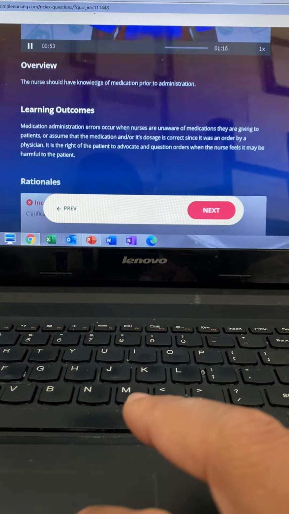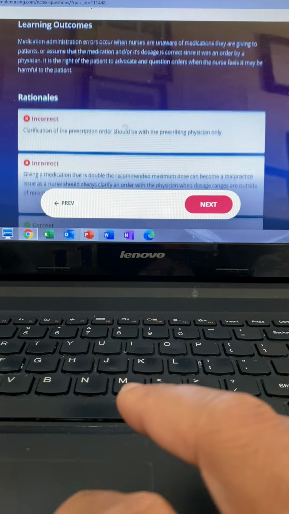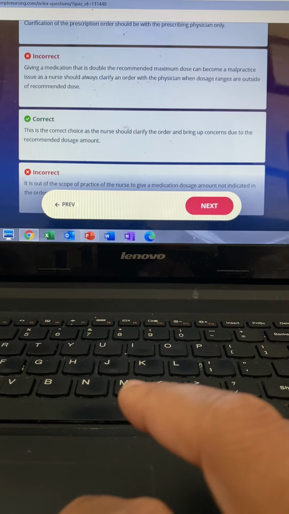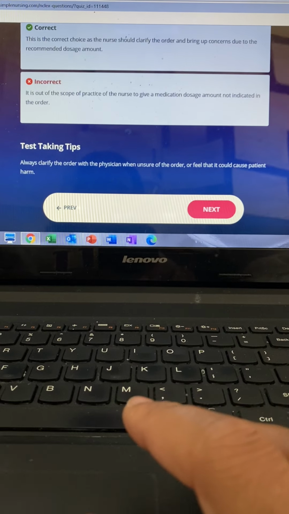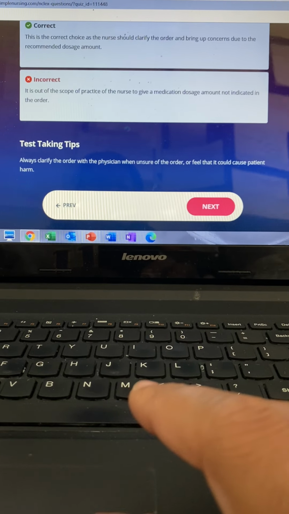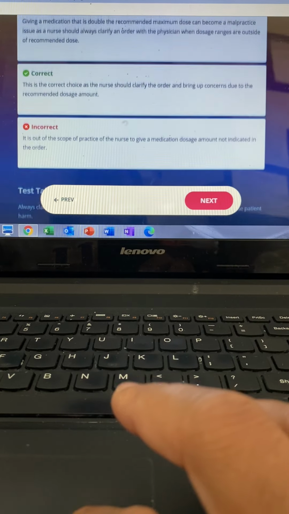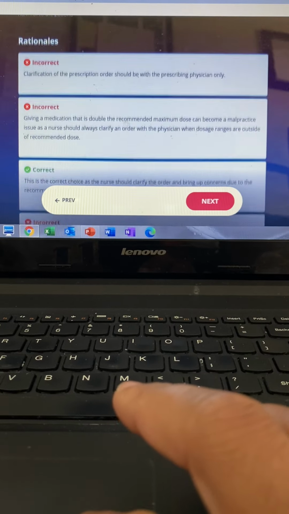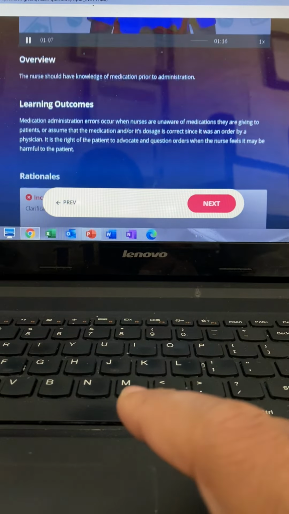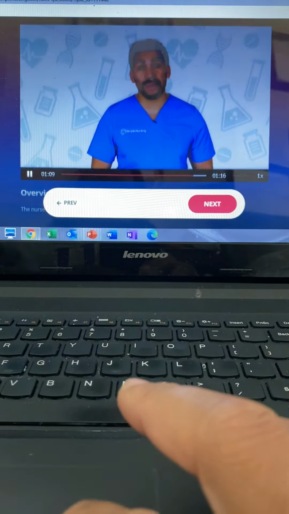So option 3 is correct here. You call that provider to review the correct order before giving anything that would harm the patient. And option 4 is incorrect here. Assessing the patient's usual dose and tolerance doesn't change the potential medication error here.